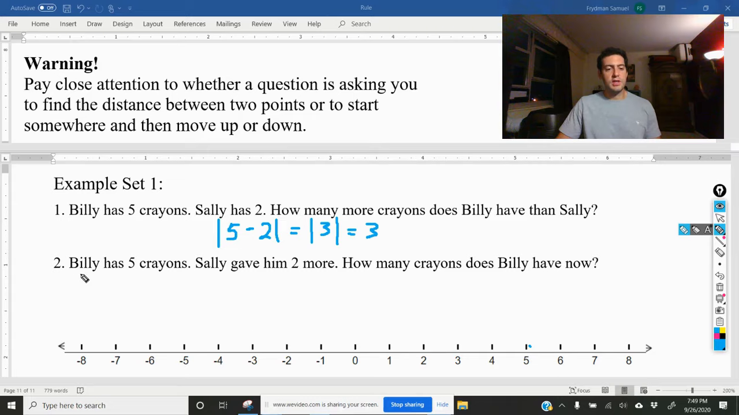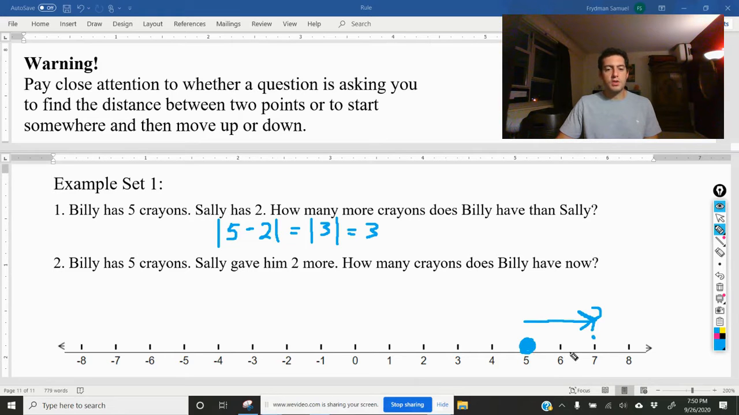The next question says, Billy has 5 crayons. Sally gave him 2 more. How many crayons does Billy have now? So how would we represent that? So again, I'll put a dot on 5 because Billy started with 5 crayons. But this time, Sally gave him 2 more. Okay, so this time, how should I represent what's going on here? I could draw an arrow 2 spaces to the right. Okay, and this time I'll put the question mark over here.